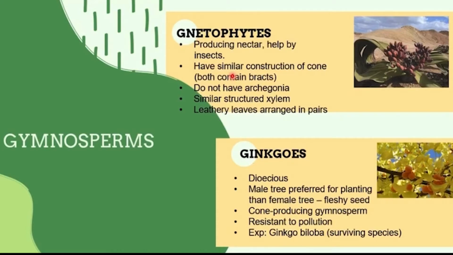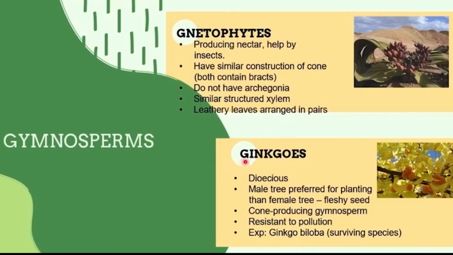Here, we need to know that gnetophytes have a different cone from other gymnosperms. We know that for other gymnosperms, the male cone will produce male gametes and the female cone contains ovules. But for gnetophytes, both male and female cones contain bracts. So they don't have archegonia, and archegonia is a female sex organ. Gnetophytes also have similar xylem structure, and they have leathery leaves that are arranged in pairs.